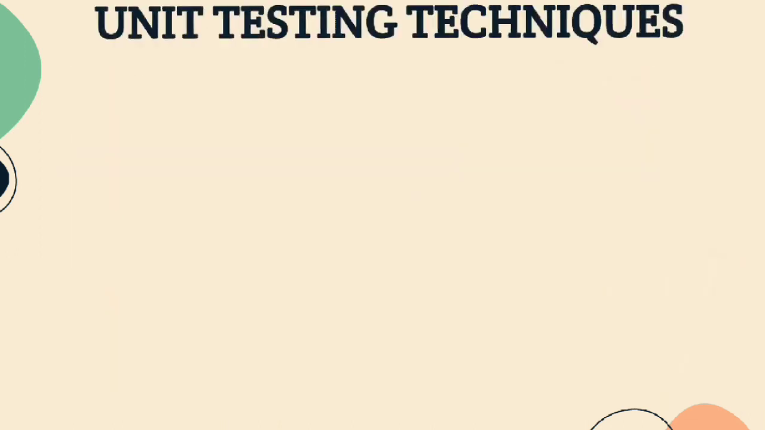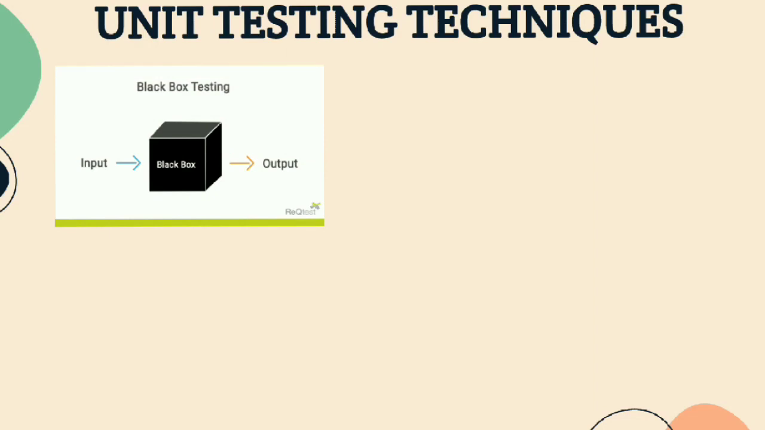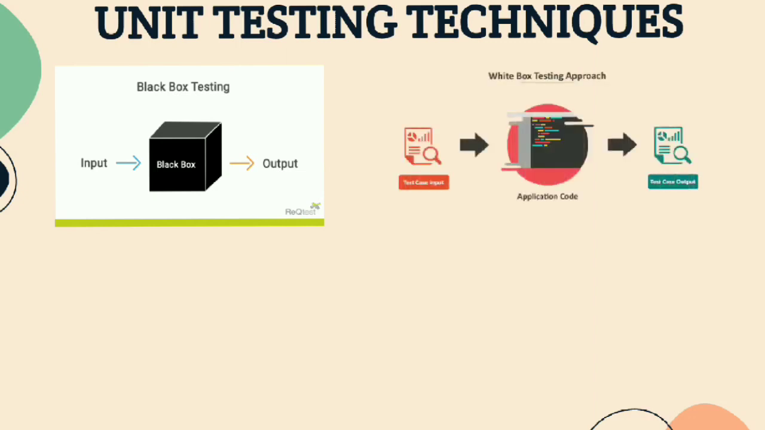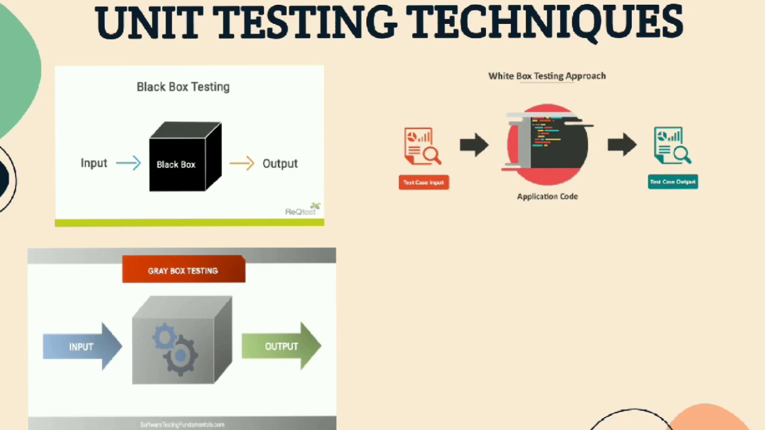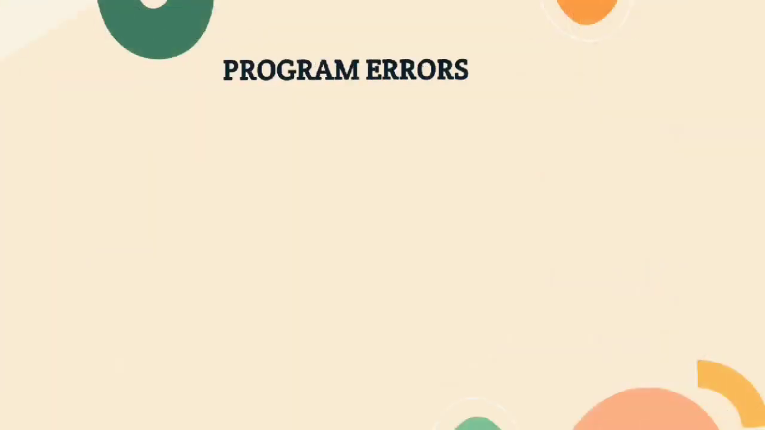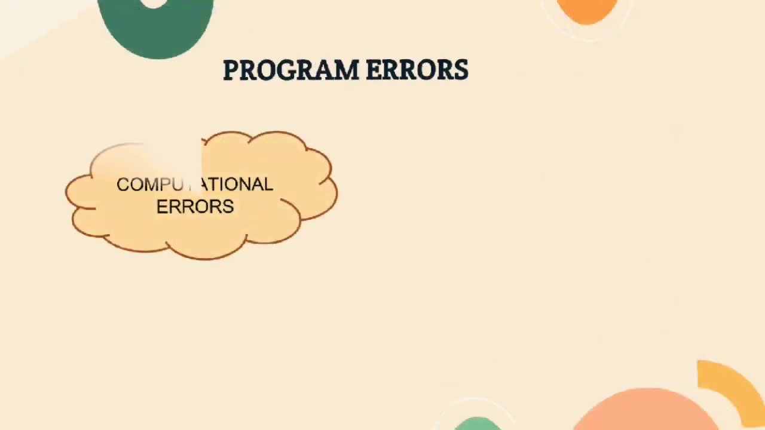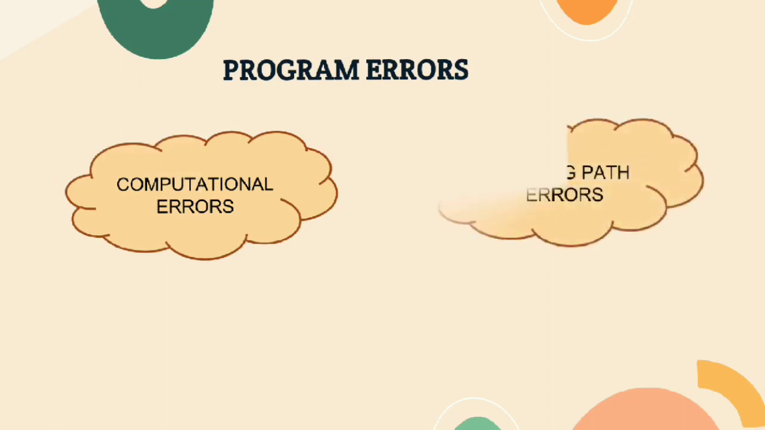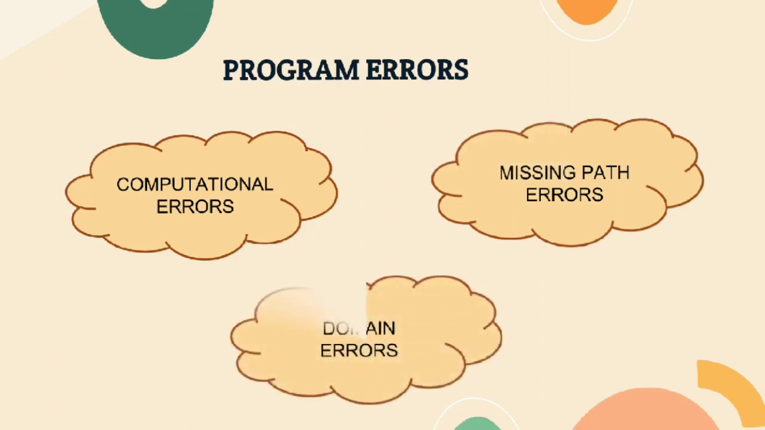Unit testing techniques. Black box testing, using which the user interface input and output are tested. White box testing, used to test each one of the functions, where behavior is tested. Gray box testing, used to execute tests, risk and assessment methods. Program errors. Program errors can be classified as follows: computational errors, missing path errors, domain errors.